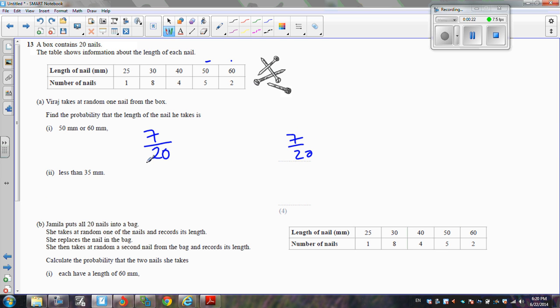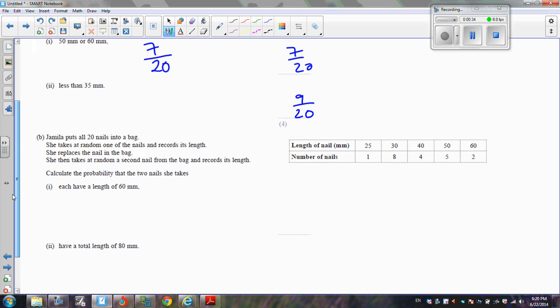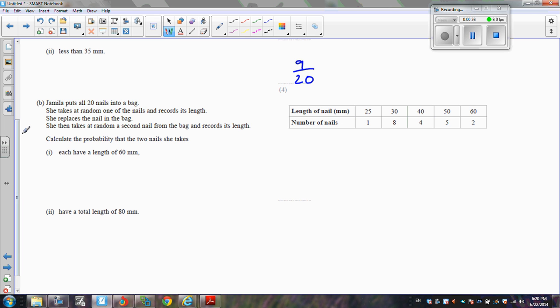The probability of a nail being less than 35 millimeters, well, that's only these two types of nails. There are 9 of those, so the probability of that type is 9 out of 20. Okay, I've repeated the table again here over on the right just to make it a bit easier.